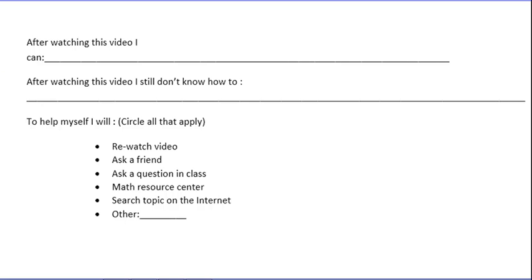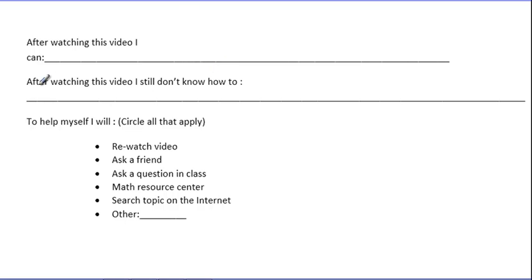Last thing you have to do, and you don't have to write this stuff down, okay? All you need to do at the end of every video is answer this question, or fill in the blank, basically. After watching this video, I can. Well, what can you do now that you've watched the video? Can you find absolute values? You would then write, I can find absolute values. Alright, or I can compare integers and whole numbers and absolute values.